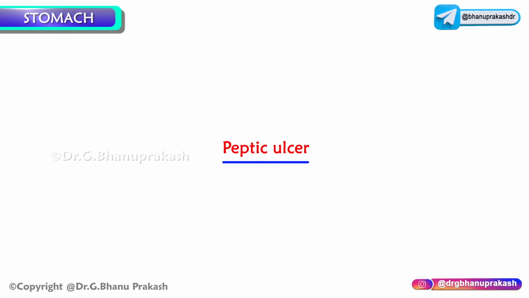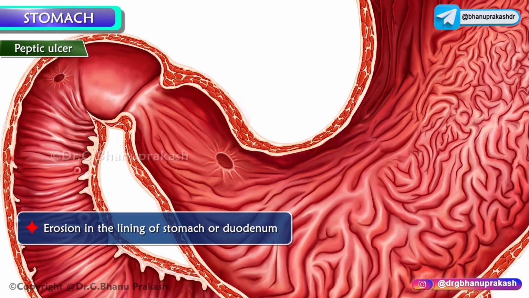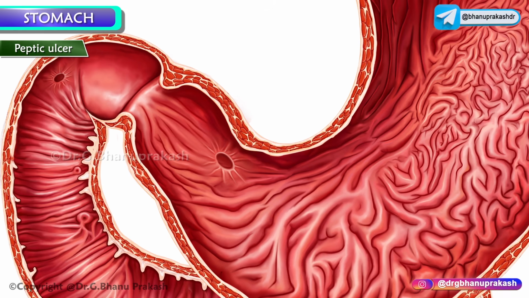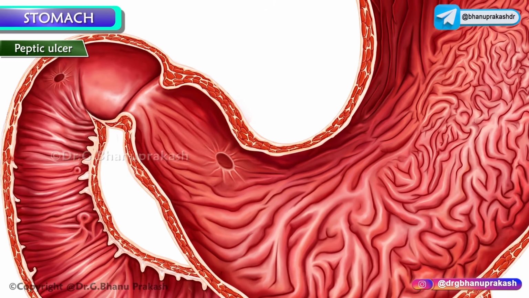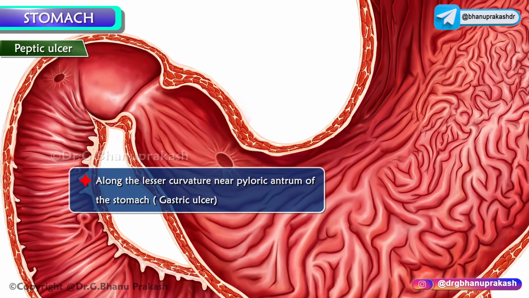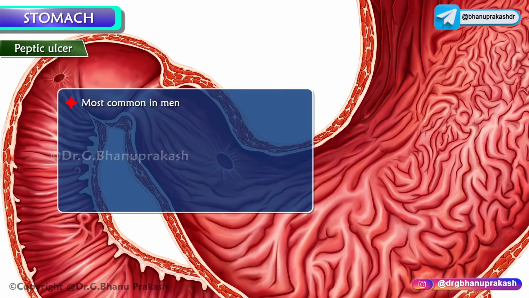Next is the peptic ulcer. It is the condition seen when there is erosion in the lining of the stomach or duodenum. For example, gastric ulcer is most commonly caused by H. pylori, but it is also caused by stress and excessive secretion of acid as well as pepsin. The most common site is along the lesser curvature near the pyloric antrum of the stomach, which is called gastric ulcer. And gastric ulcer is more commonly seen in men.